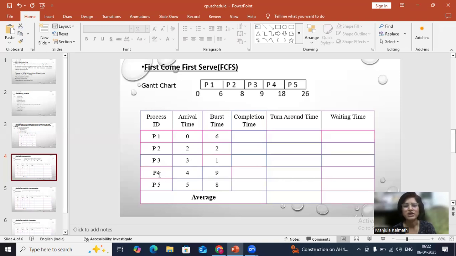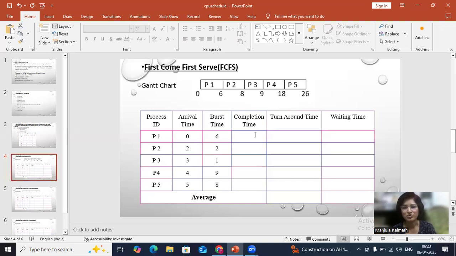Like that we have P4. P4 comes at unit 4 and its burst time is 9. So 9 plus 9 is 18. Up to 18 units, it will take the execution. Then the last one is P5, arriving at unit 5, and its burst time is 8. So we have 18 plus 8, which is 26.